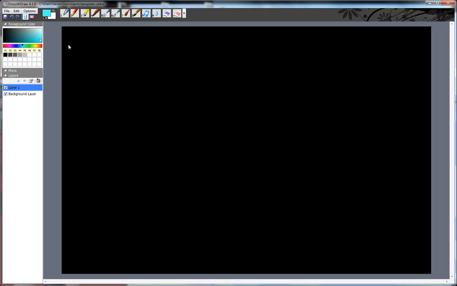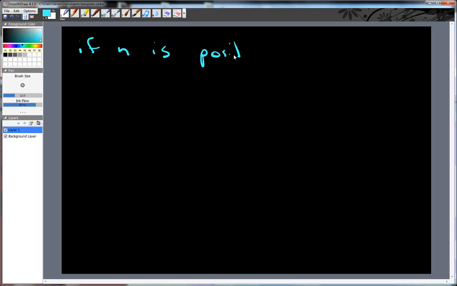We'll see. It starts off with, if n is a positive integer. So what we're going to do is decide on a value for n. N is a positive integer, so we decide on a value for n based on the rules. It just has to be a positive integer, so we're going to use the easiest possible positive integer and say n is equal to 1.